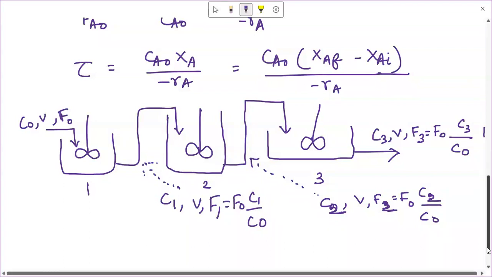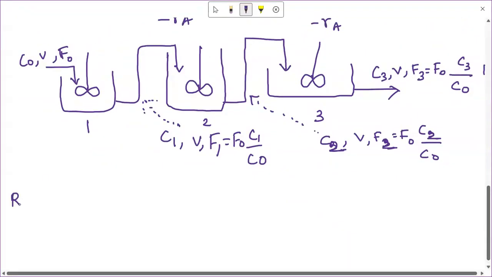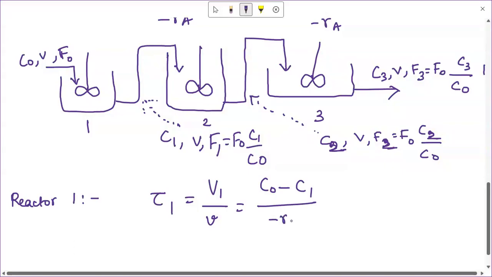Now let us write the design equation for the first reactor. So for reactor 1, you can write tau 1 equals V1, whatever is the volume of the reactor, V1 by V, which is the volumetric feed rate, that is equal to C0 minus C1, because at the outlet of the first reactor we have a concentration of C1, divided by minus R1. Okay, this is the rate kinetics.